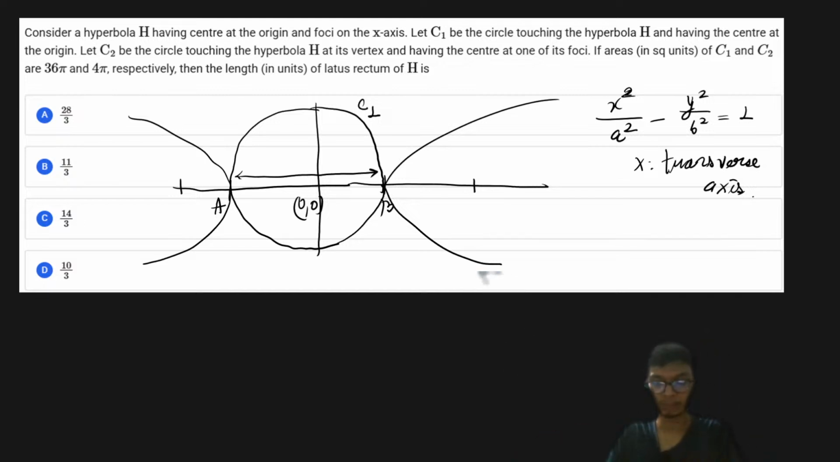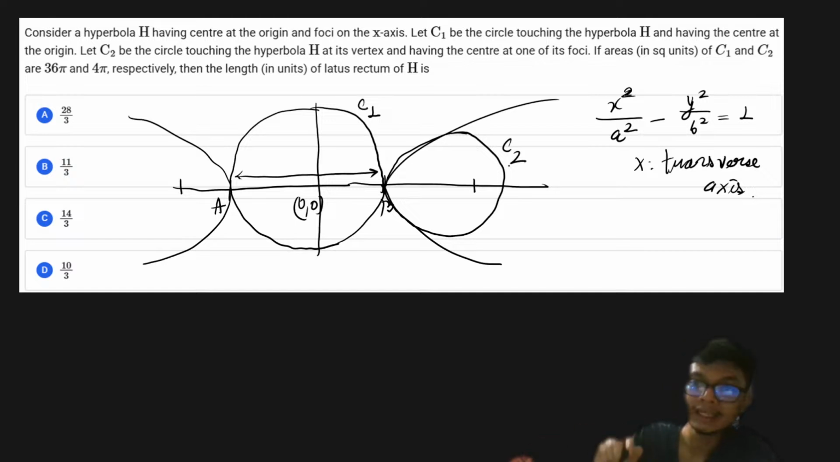It is also said that there is one more circle, C2, which is touching the hyperbola at its vertex. Vertex means this particular point B, or this A. So there is one more circle which is touching the hyperbola at its vertex, something like this. Let us call this circle C2.